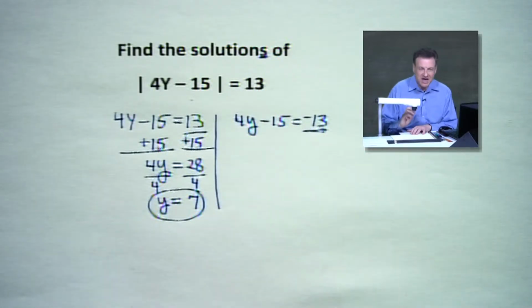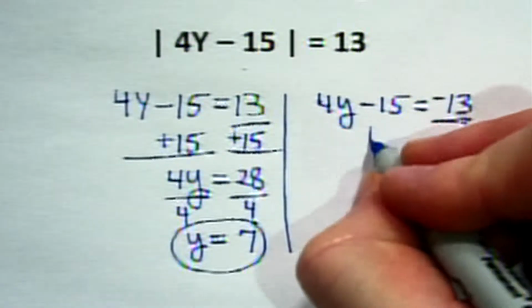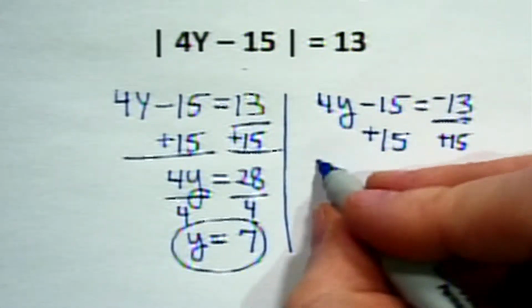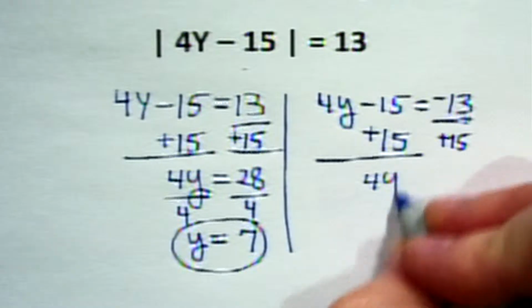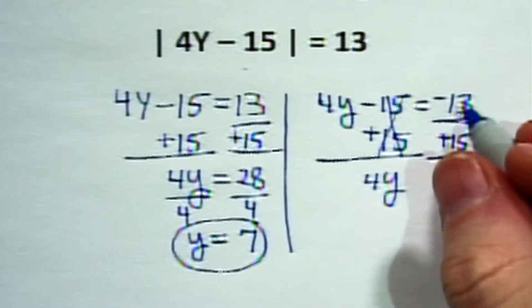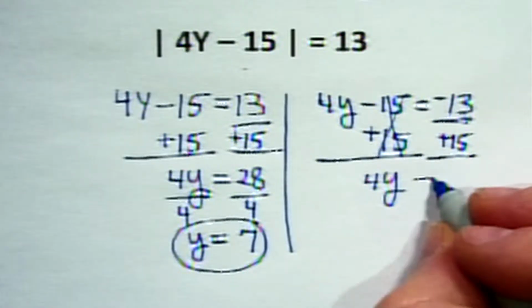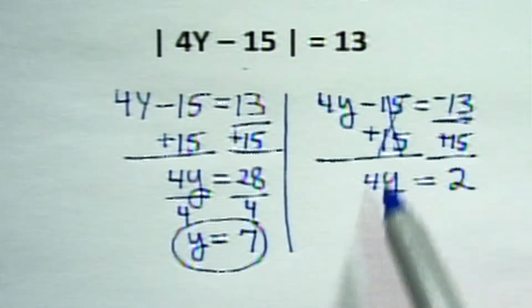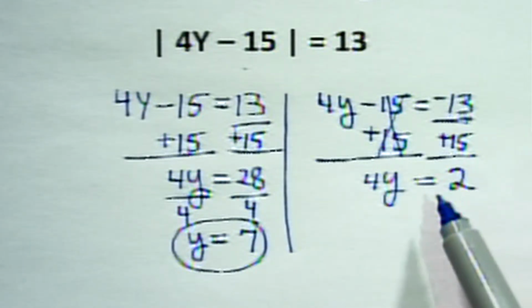So let's check the other side of the story. We're going to add 15 just like we did before. You're going to have 4y left by itself because these go away. And this is going to leave us with 2. Now, some of you start to freak out when you say, oh gosh, I have to divide 4 into 2. Well, it won't go. What do we do?